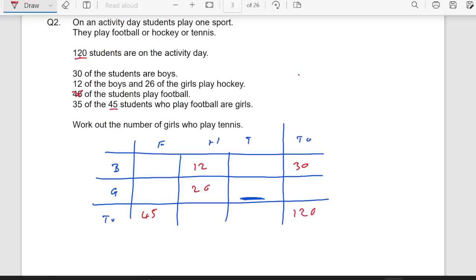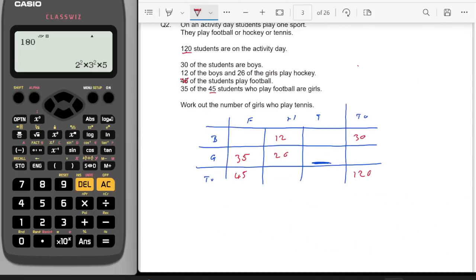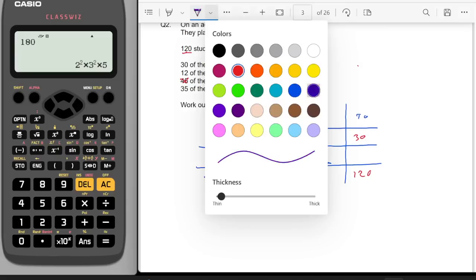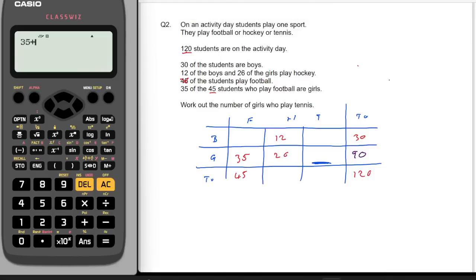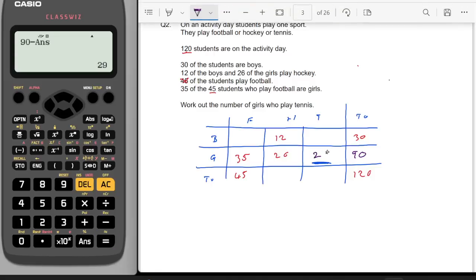35 are girls. So from there I'm going to fill in the rest of the values. I'll do that as a second level. Let's go for purple for that. So we've got to have 90 there. And to be fair, we could work out the next part. 35 plus 26 is equal to 61. So 90 minus 61, 29.